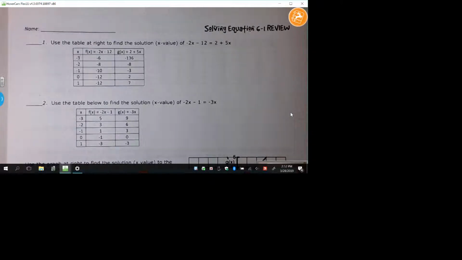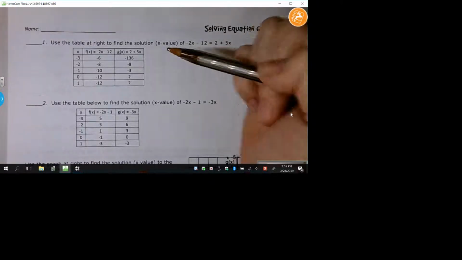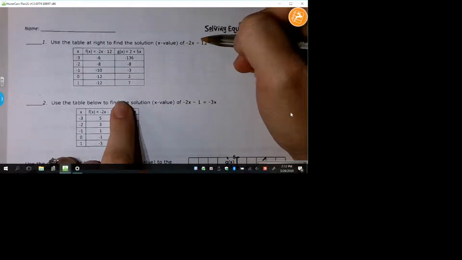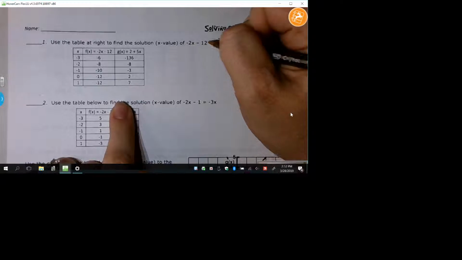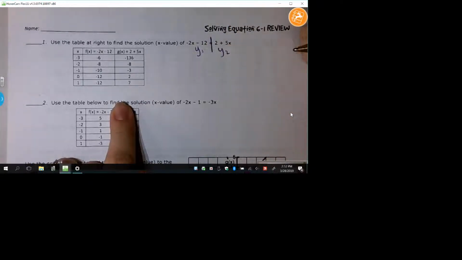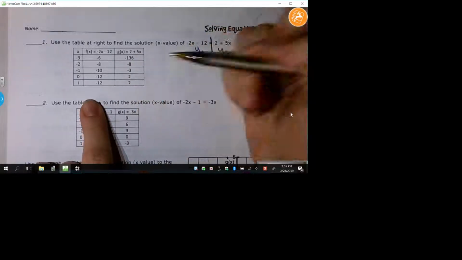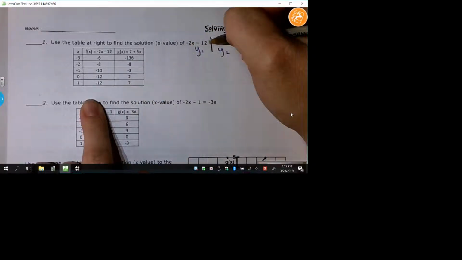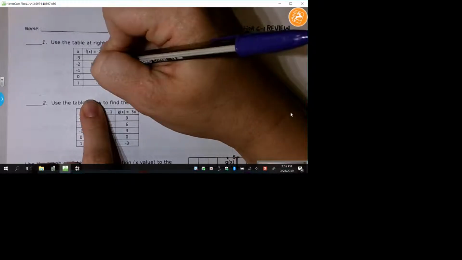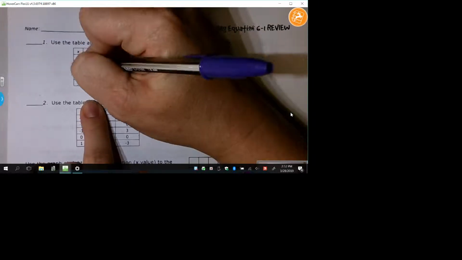Test tomorrow. Let's go over it. It says use the table to the right to find the solutions, the x value of negative 2x minus 12 equals 2 plus 5x. I've taught y'all that when you have this side on y1, this side on y2, well, they've already done that for us. Remember, you're just looking for where y1 equals y2. This is y1, this is y2, and right here they equal. So negative 2 is my answer. X equals negative 2.